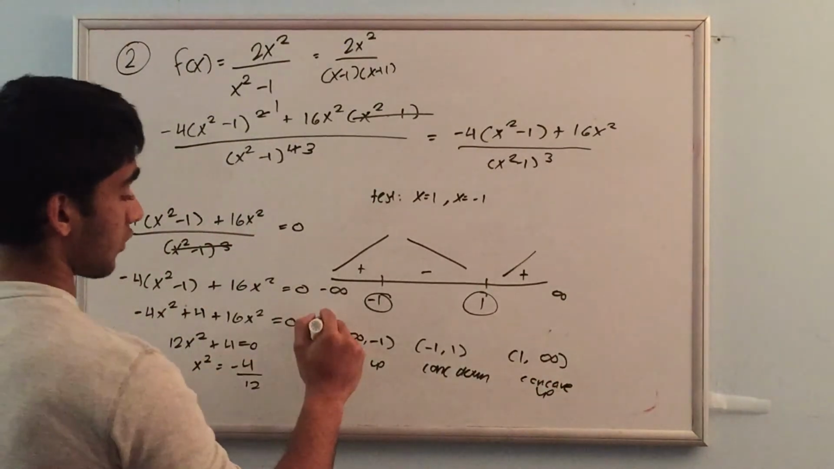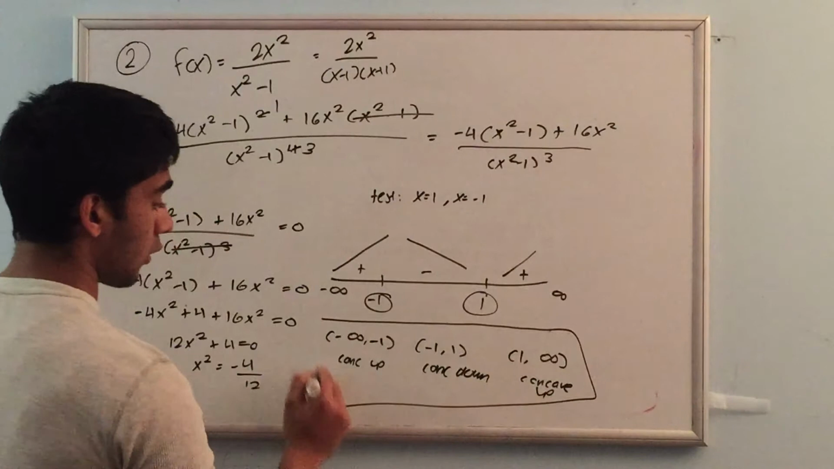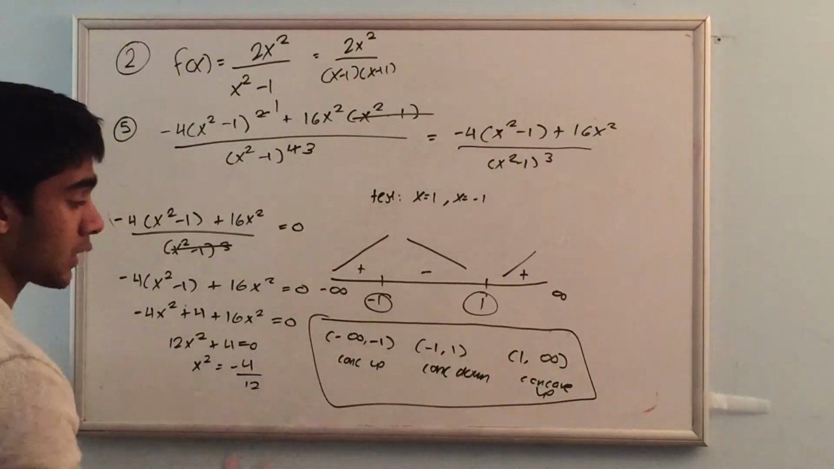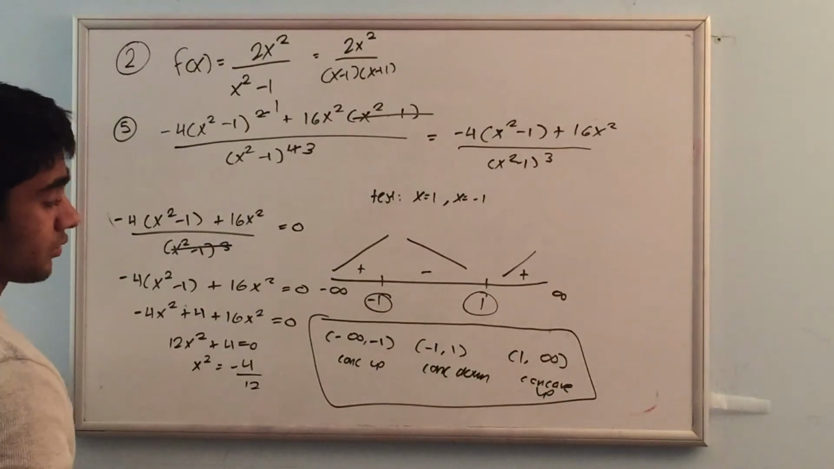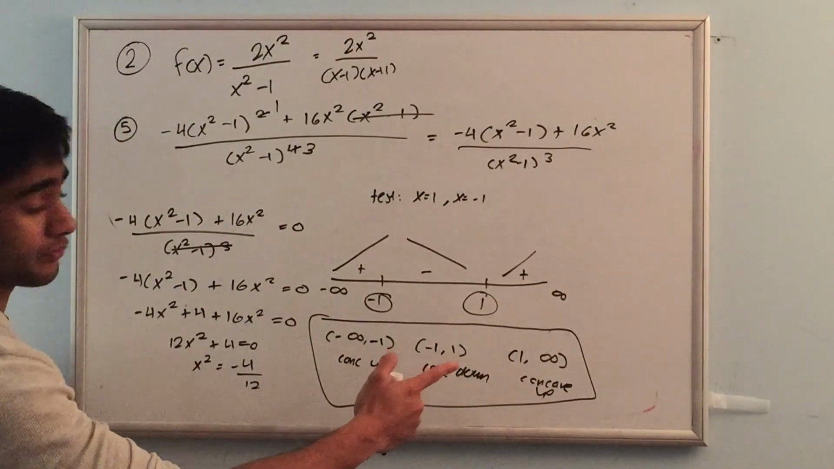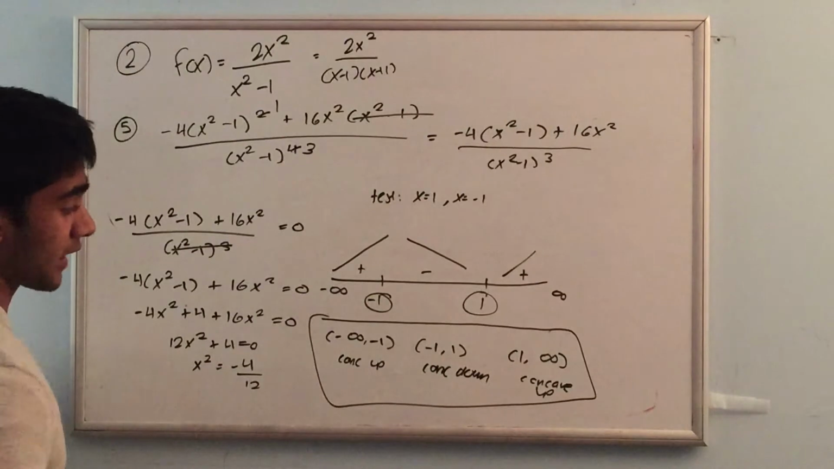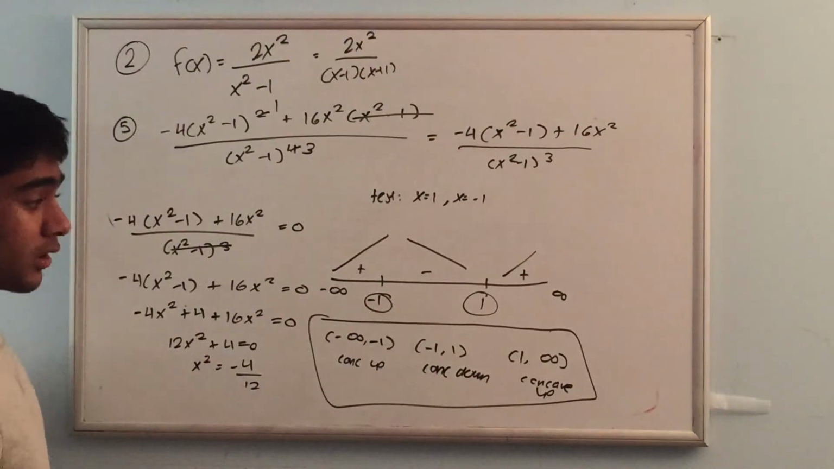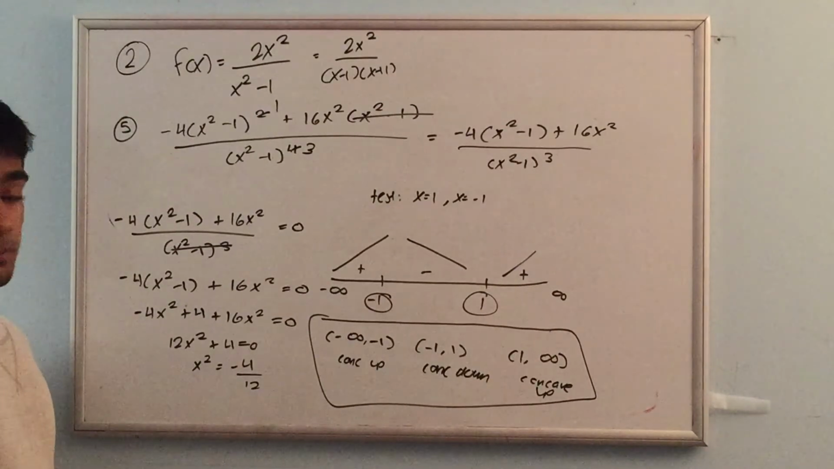So from the concavity test, we notice that there are no POIs, since these 2 points are undefined, and we noted the regions of concavity. So from negative infinity to negative 1 is concave up, from negative 1 to 1 is concave down, and from 1 to infinity is concave up.